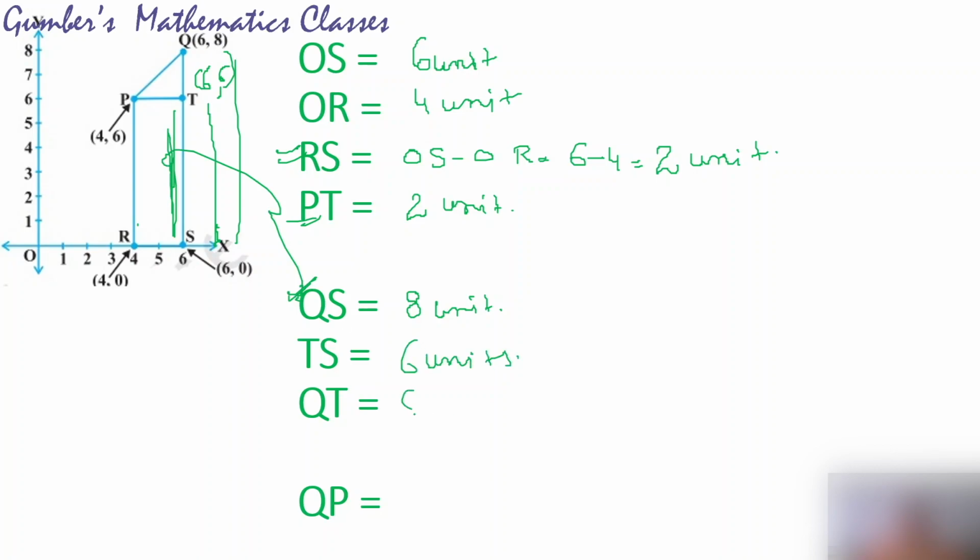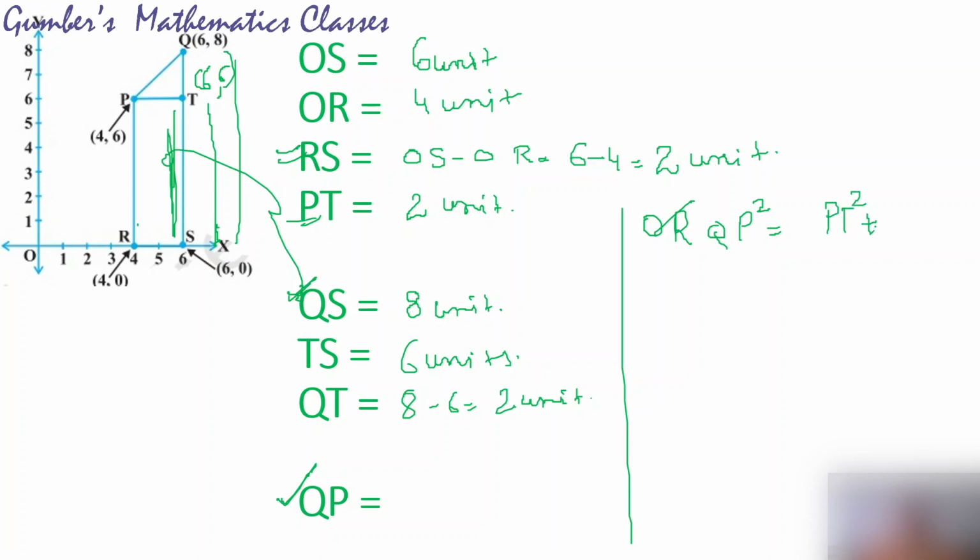Now QT is equal to 8 minus 6, that is equal to 2 units. Now we are supposed to find QP. Clearly we can find QP with the help of Pythagoras theorem. We can write that QP square is equal to PT square plus QT square.